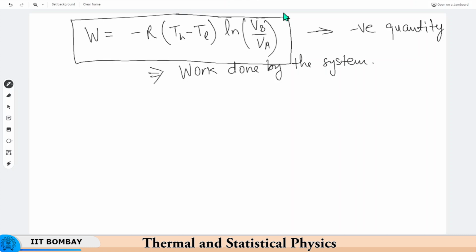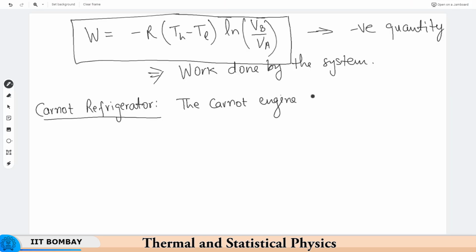Okay. So towards the end we can basically quickly talk about another very interesting and important concept which is known as the Carnot refrigerator. Simply put, the Carnot refrigerator is just the Carnot engine running backwards. Let me explain what I mean by that.